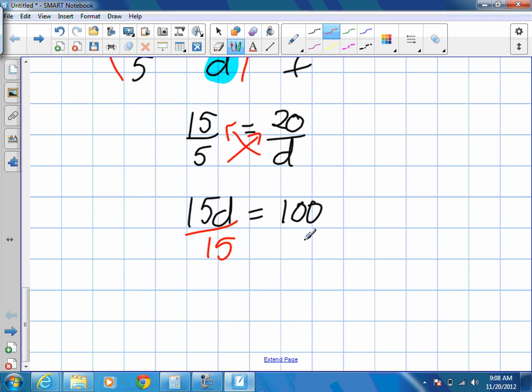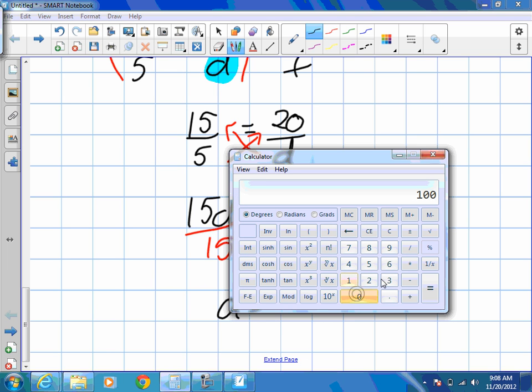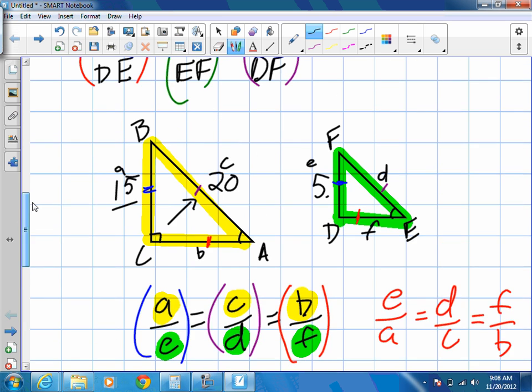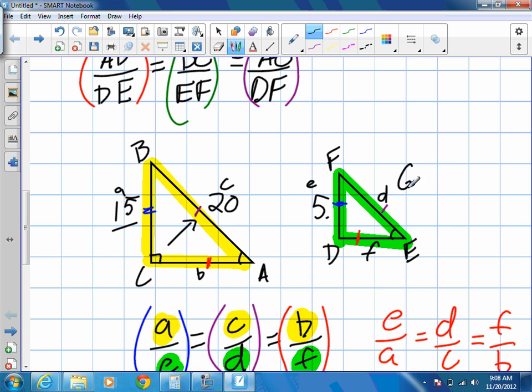D is going to be equal to 100 divided by 15. What is it? 6.66. Okay, and rounding, so that side of the triangle, D, so we go back up, is 6.67, we just figured out. But how do I go about solving B and F?